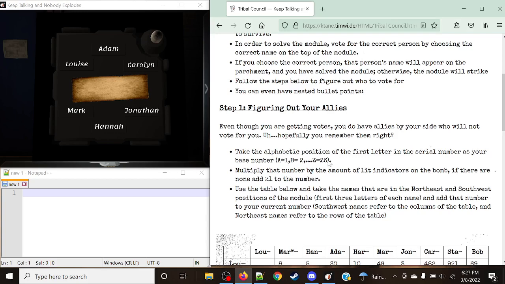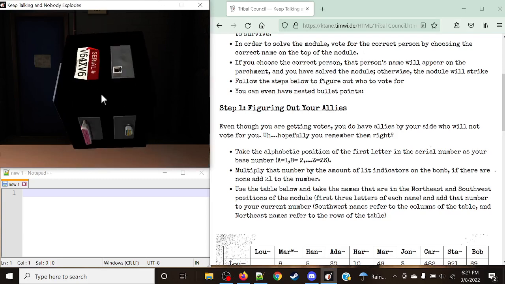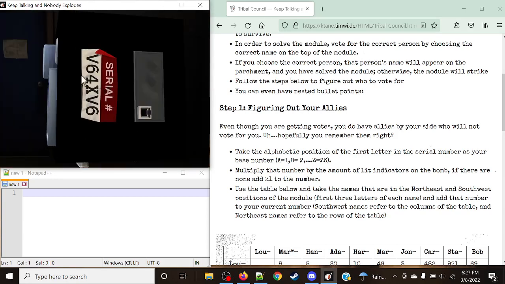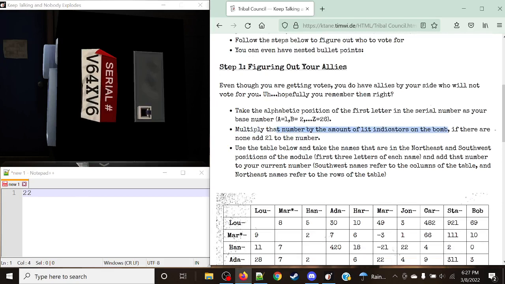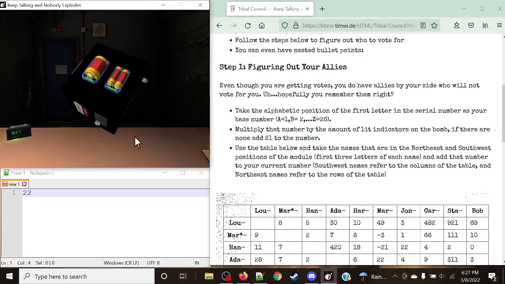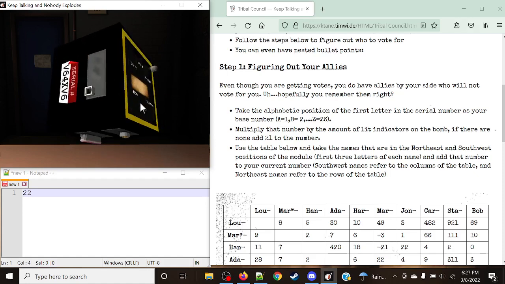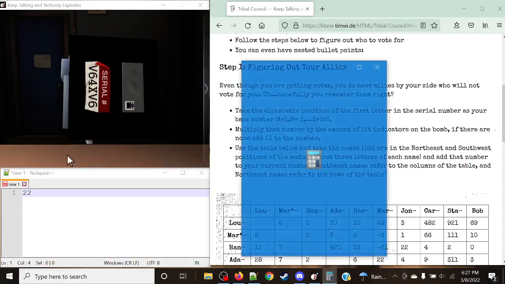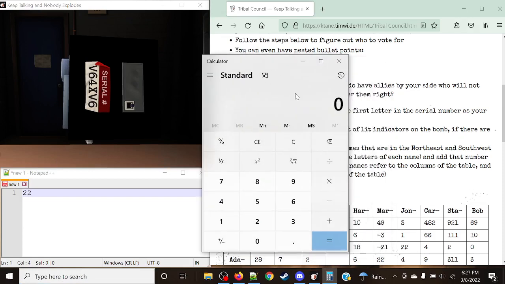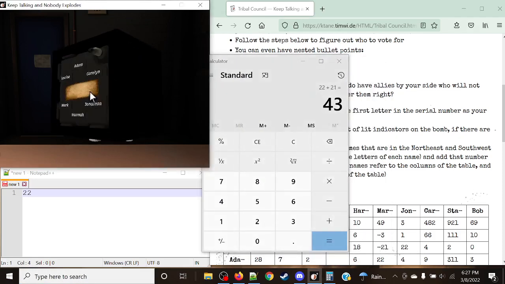First we're going to figure out our allies, which we do by taking the alphabetic position of the first letter in the serial number, which is going to be our base number. In this case it's a Victor, so it's a 22. We multiply this by the number of indicators on the bomb, and if there aren't any, we add 21 to that, which is what we're doing here. So let's pop up our handy dandy calculator. 22 plus 21 gives us 43.